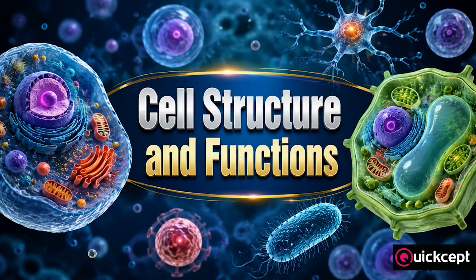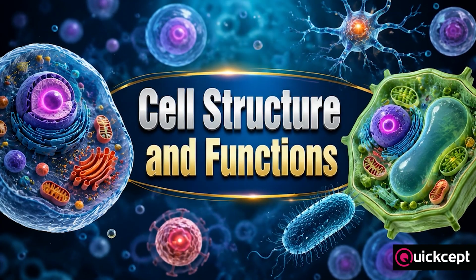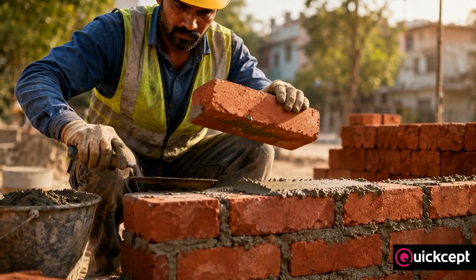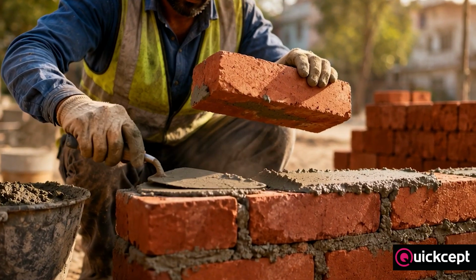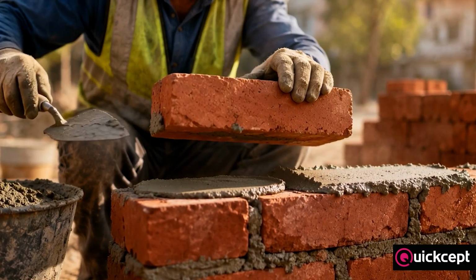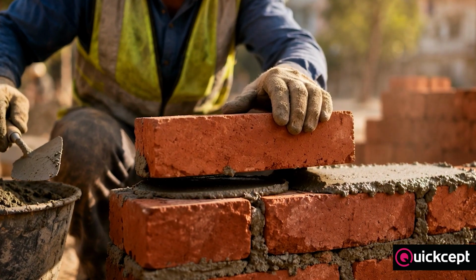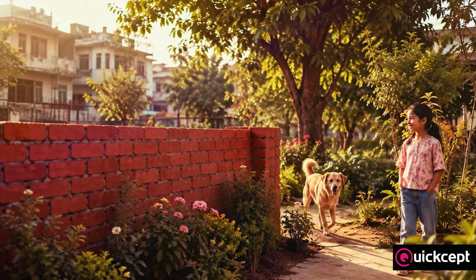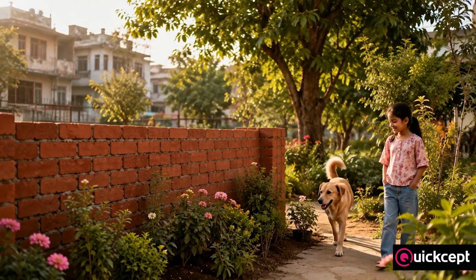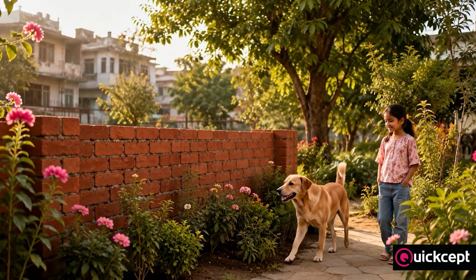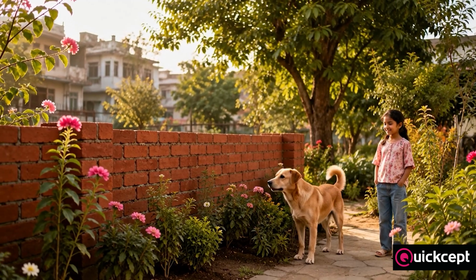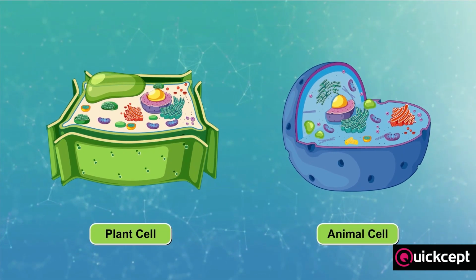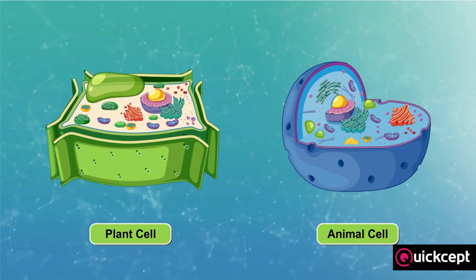Cell structure and functions. Have you ever observed a mason making a wall? He carefully places one brick over another, joining them with cement until the entire wall stands strong. Just as a wall is made of bricks, all living organisms, whether plants, animals, or humans, are made of cells, the tiny building blocks of life.